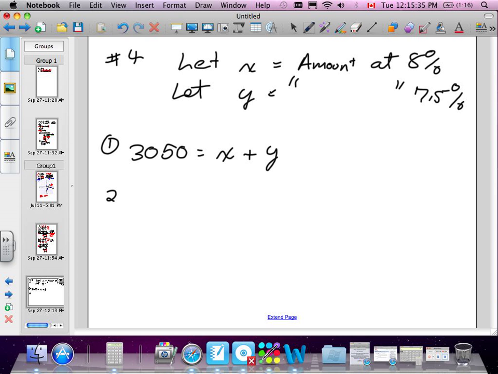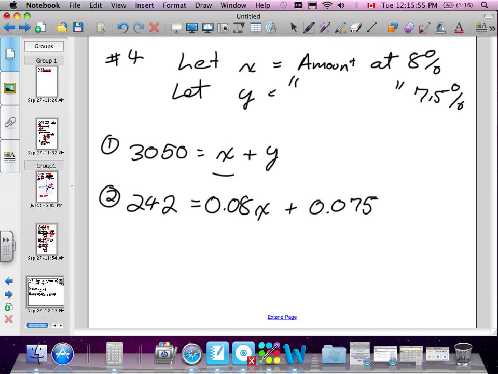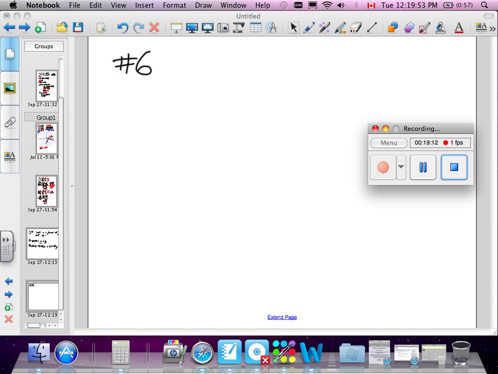Okay? We also know that after 1 year, the amount of interest he earned was $242. And the interest rates were 0.08 times the amount he invested at that rate, and 0.075 times the amount he invested at that rate. So our two equations read 3,050 is equal to x plus y, and 242 is equal to 0.08x plus 0.075y. We have our two equations.